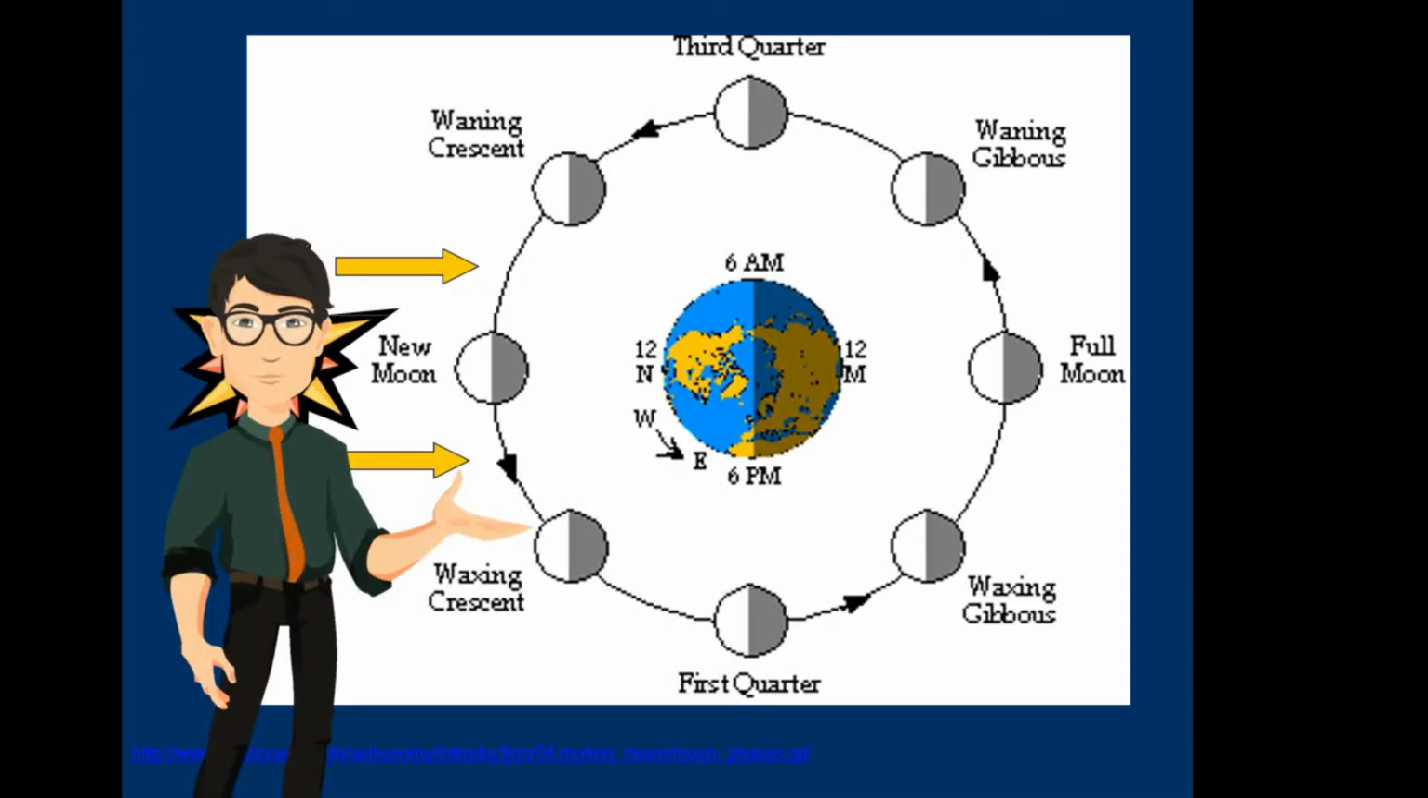The moon is the only natural satellite that Earth has. A satellite is an object that revolves around a larger object. The moon does not produce its own light. It only reflects the light coming from the sun. Since the moon is revolving around the earth, the amount of light it reflects from the sun varies as it changes its position.